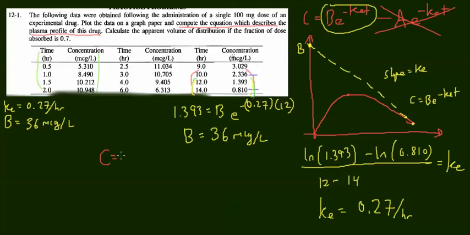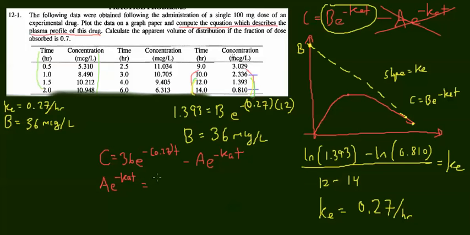C is equal to 36 e to the negative 0.27 t, and we can bring this back in because we're not working with the terminal phase data anymore, the last 2 points. Now we're looking at the whole curve graph. So now we need to find this right portion. And how do we do that? Well, we just isolate it. We just move the variables around.